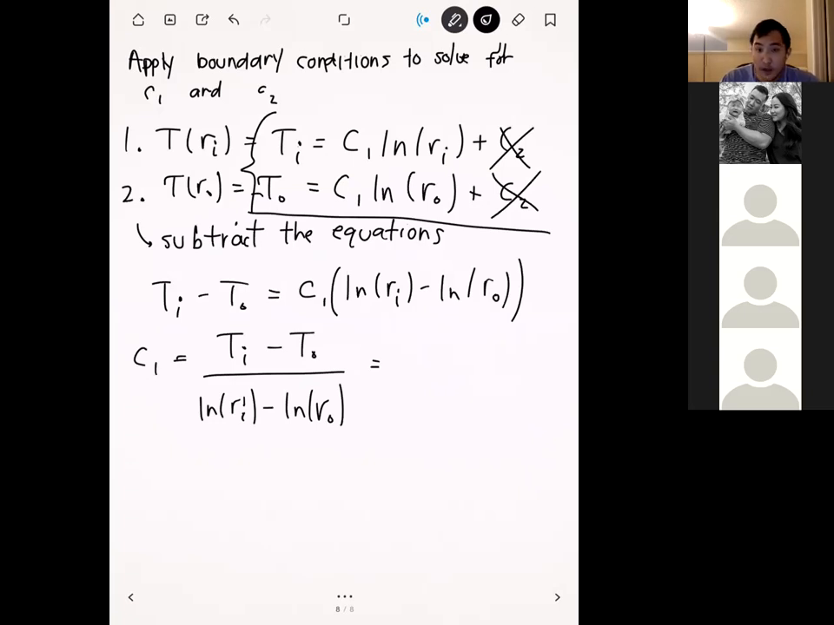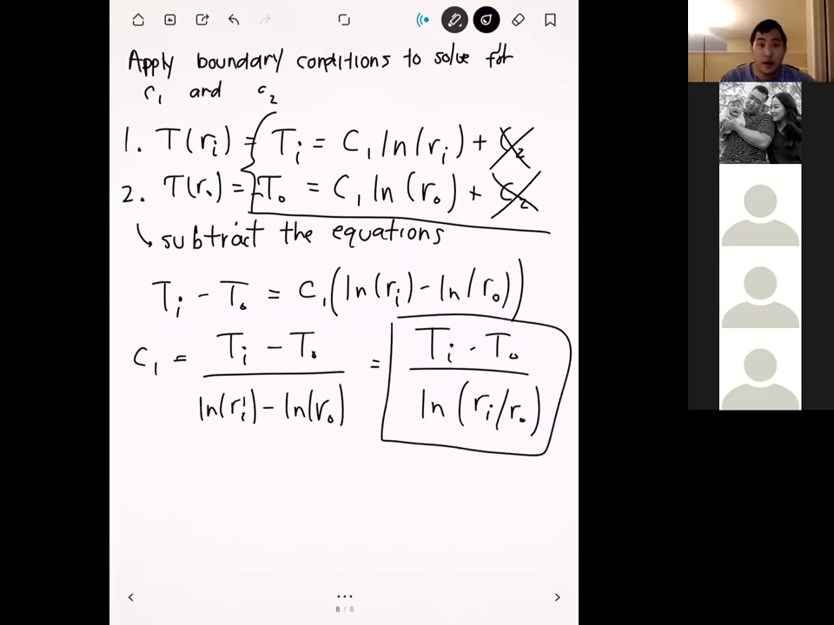We can actually simplify this a little bit more by leveraging the rules of natural logarithms. Because we know that if we have two natural logarithms and we're subtracting them, we can combine them into one natural log and just divide the two. And so the simpler form for this is going to be Ti minus To, all divided by the natural logarithm of Ri divided by Ro. And that is our simplest form for C1. Any questions on this?